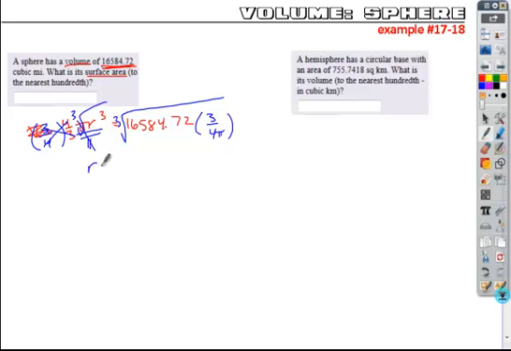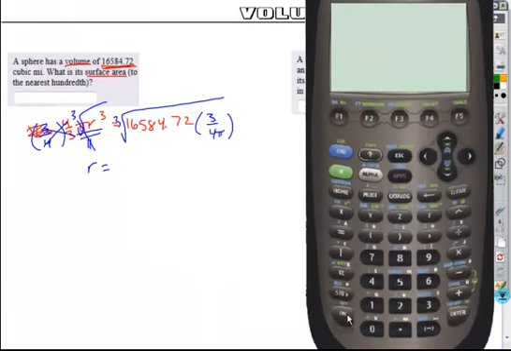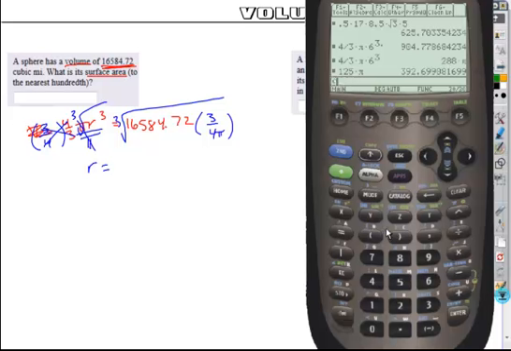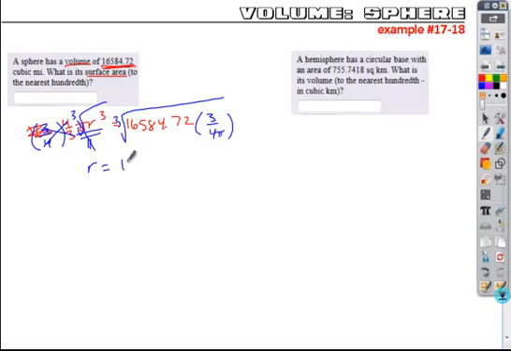Because I'm going to use the calculator emulator, I'm going to use the power of 1/3. So I'm going to take this whole quantity right here, 16,584.72 times 3 divided by the quantity 4 pi. I'm going to close that whole thing off, and I'm going to take it to the power of 1/3. I have a decimal in my entry, so my answer should display as a decimal. And that gives me approximately 15.82 as the radius.